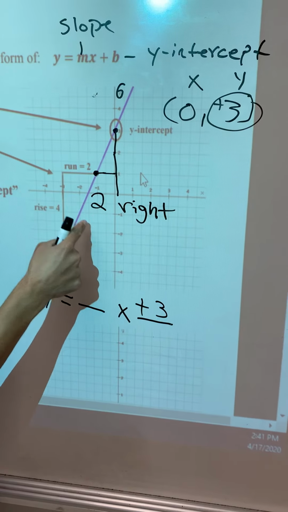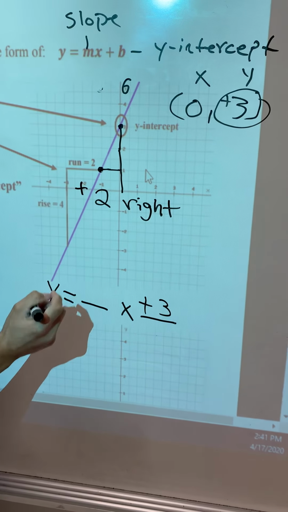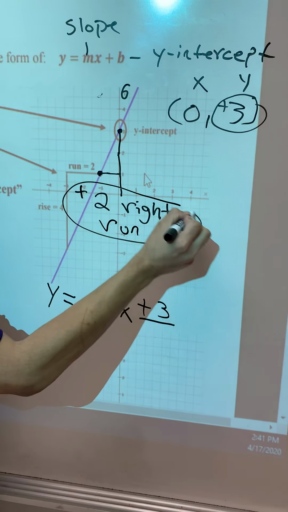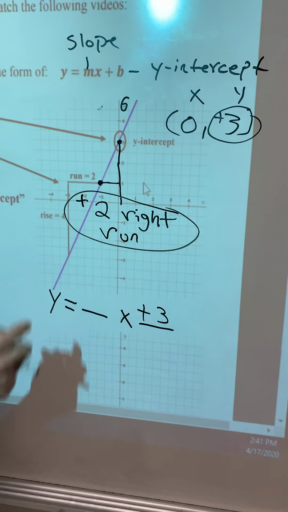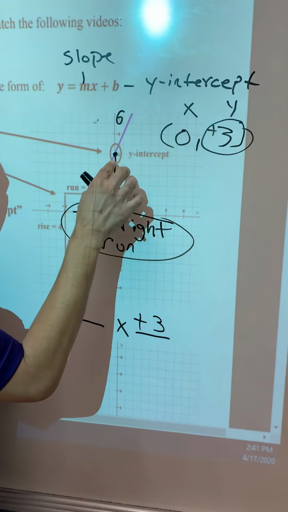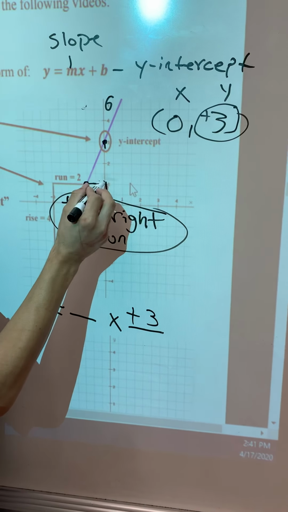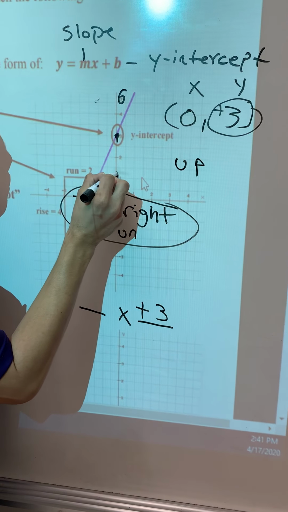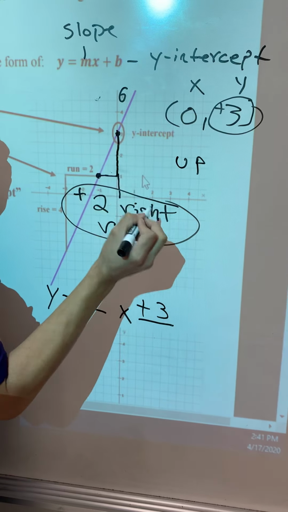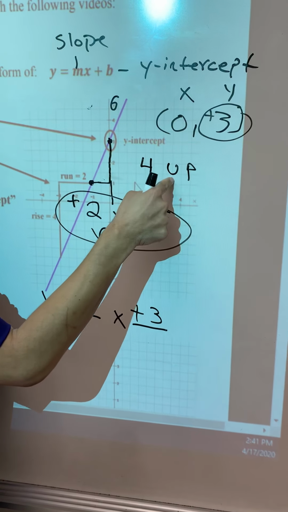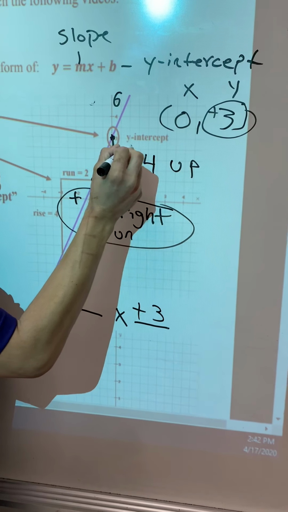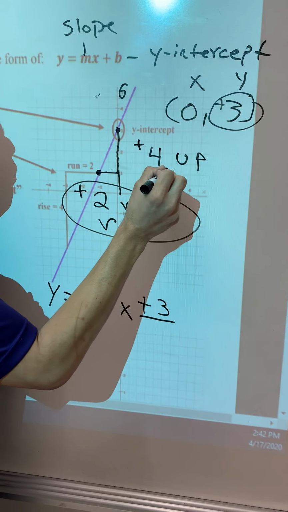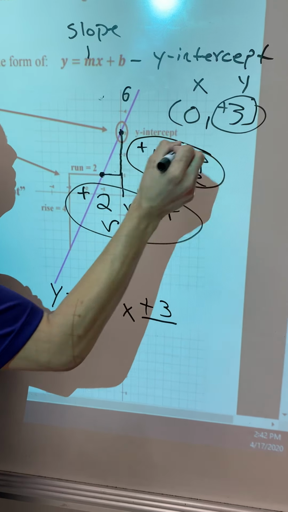Because I moved 2 units to the right, I know that my 2 is positive. And I know that that is my run because I moved right or left. So that is my run value. Now, if I look at the ordered pair, or the point that I'm going to, I am going to move up now to reach that point. How many units? Well, let's see. 1, 2, 3, 4. I move 4 units up, and because I move up, my 4 is a positive 4, and this direction is for my rise. So there is your slope.